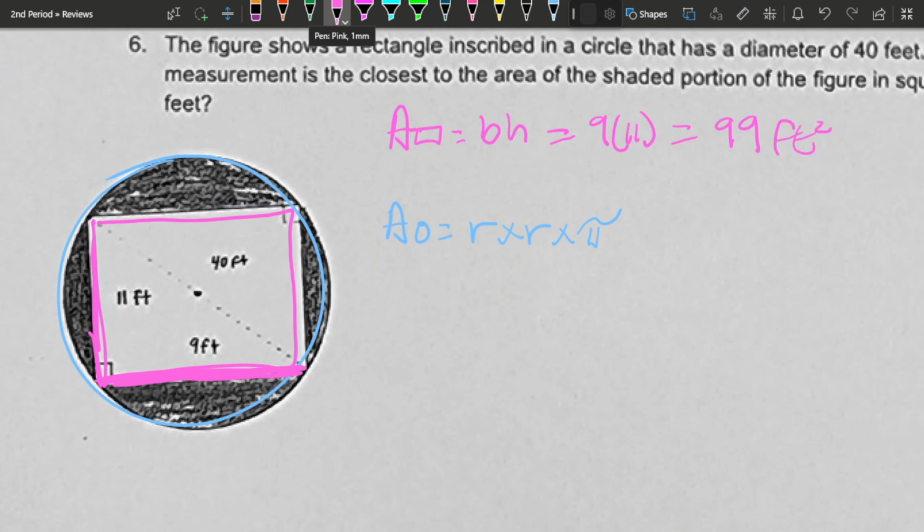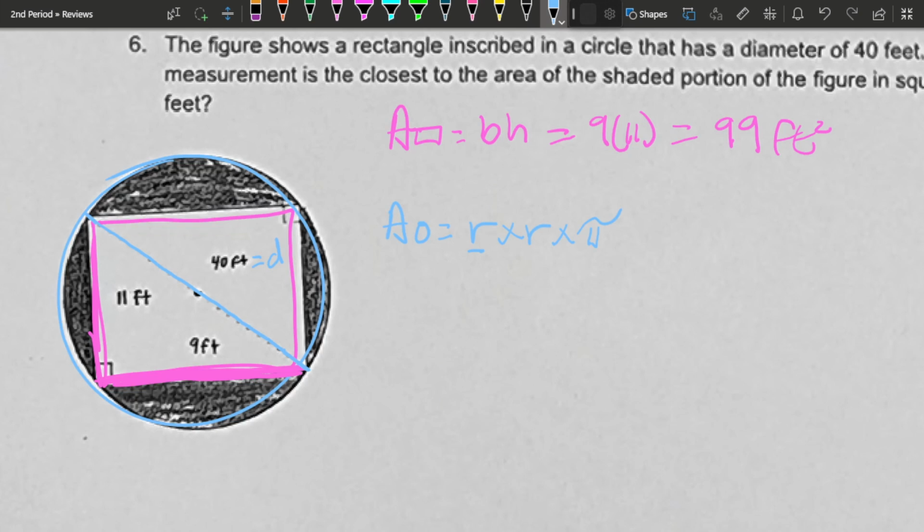Now let's look at the circle. What do we need for the circle? Radius or diameter? Look at the formula. Radius. So let's look at this line. This line goes from edge to edge. So what is that? Radius or diameter? Diameter. So the diameter is what?